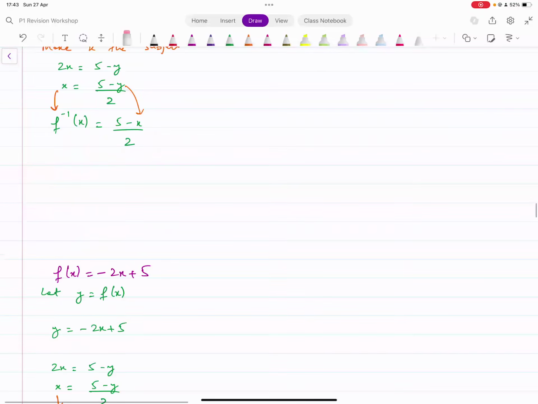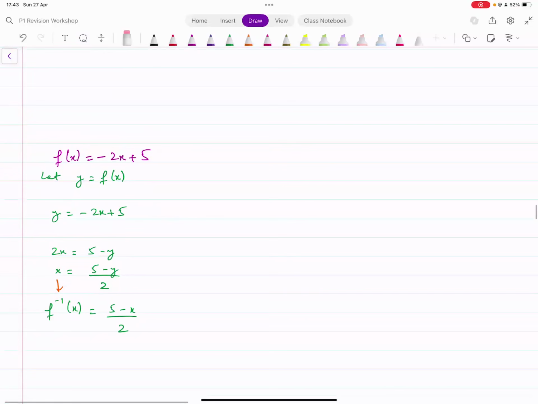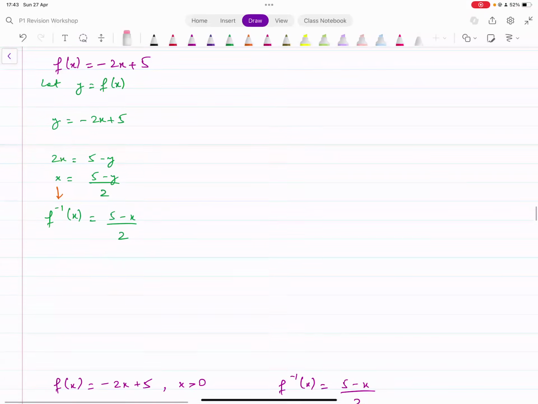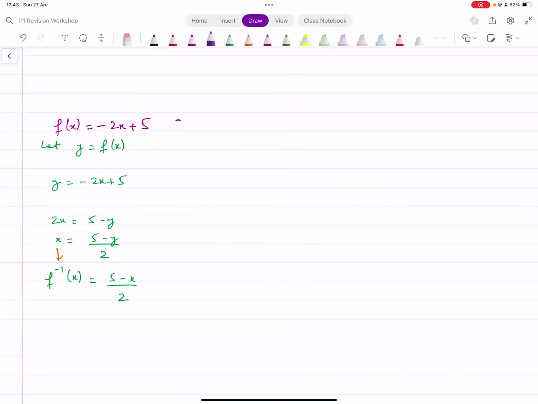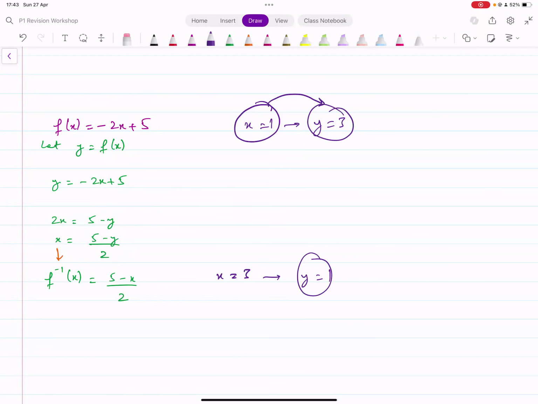Now, what exactly is an inverse function? An inverse function basically does the opposite of what the original function does. So in this original function, for instance, if you were to input x equal to 1, you'll get y equal to 3. In this inverse function, if you input x equal to 3, you get y equal to 1. So the input becomes the output in the inverse function.